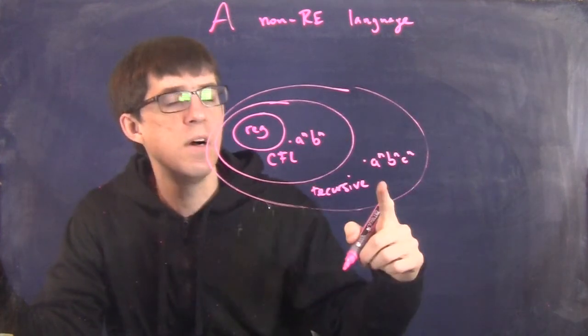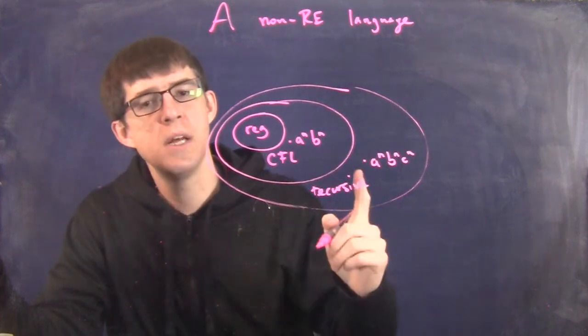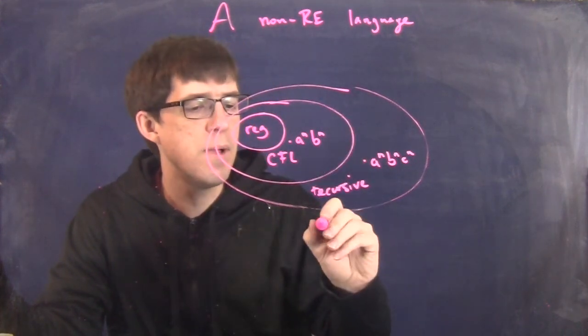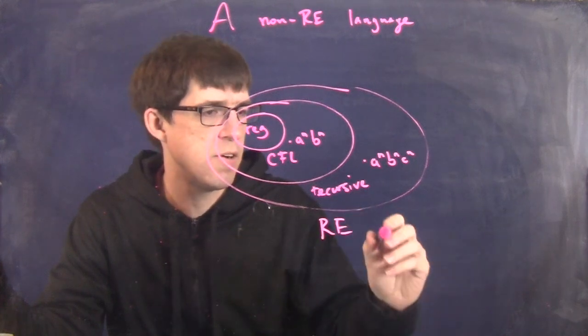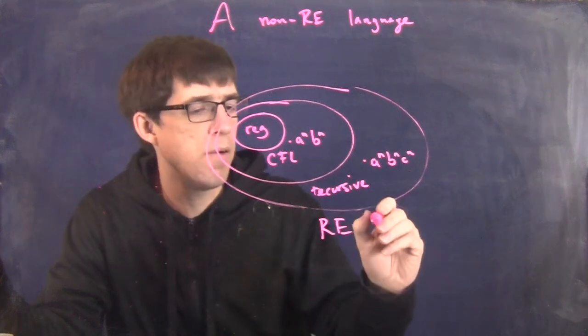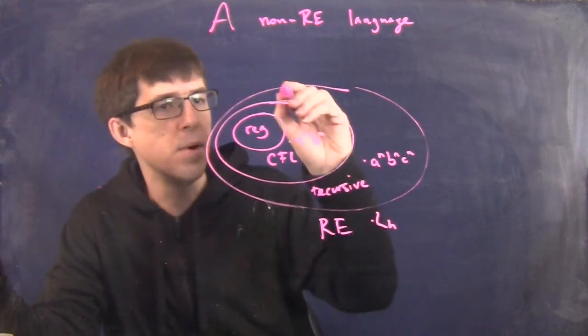These are the languages of a total Turing machine. That is a Turing machine which never has an infinite loop for any input. And then we have the RE languages, which is the largest category that we've talked about. And we now have an example of something which is RE but not recursive, and that is the language of the halting problem.